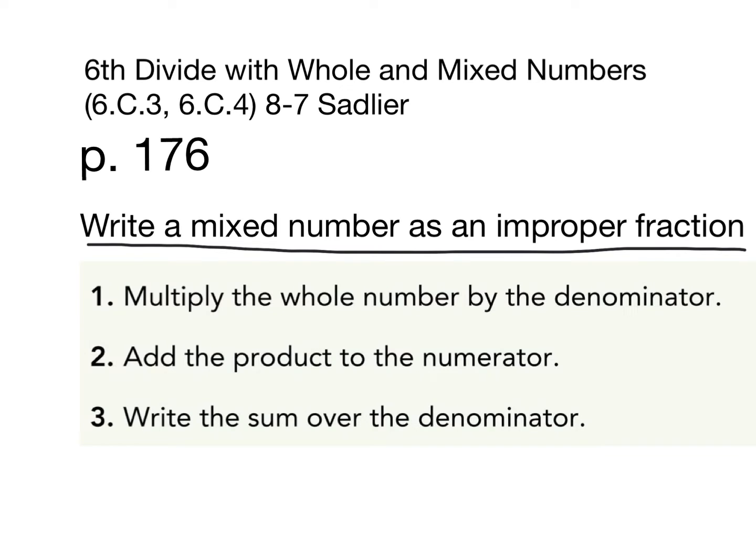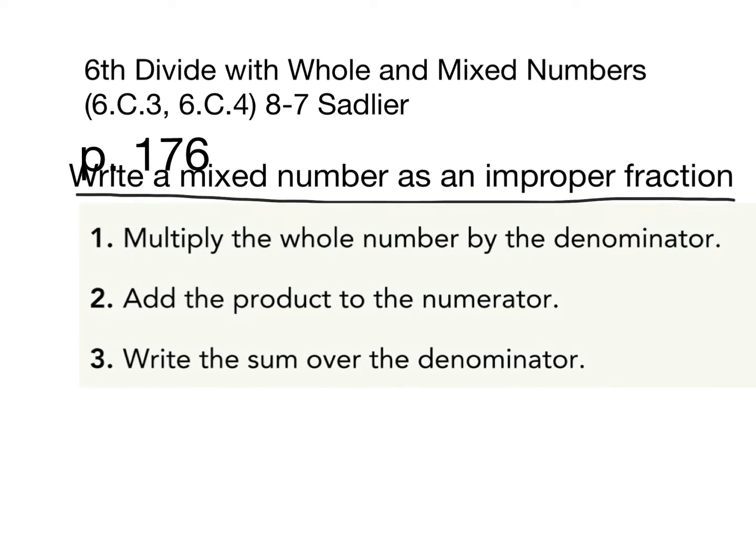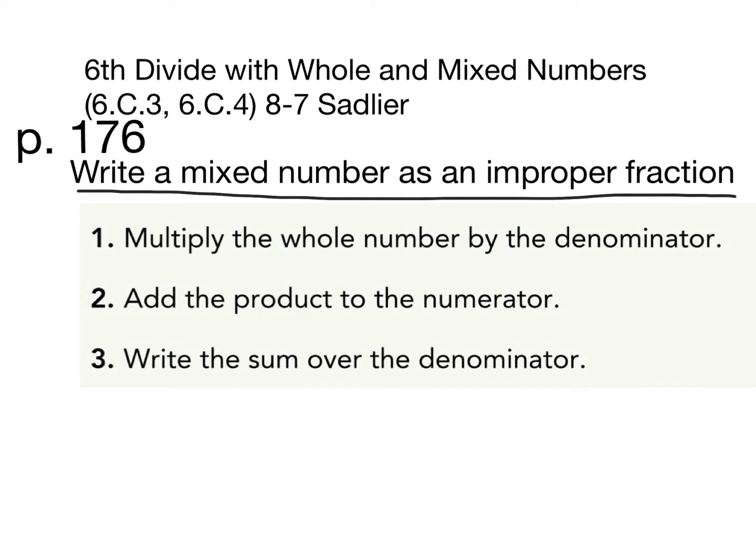Today we're going to look at dividing with whole numbers and mixed numbers. One thing we need to know about is how to write a mixed number as an improper fraction. There are 3 steps. The first thing is to multiply the whole number by the denominator, then add the product to the numerator, and finally write the sum over the denominator. Your denominator is going to be the same on your improper fraction as it was in your mixed number.